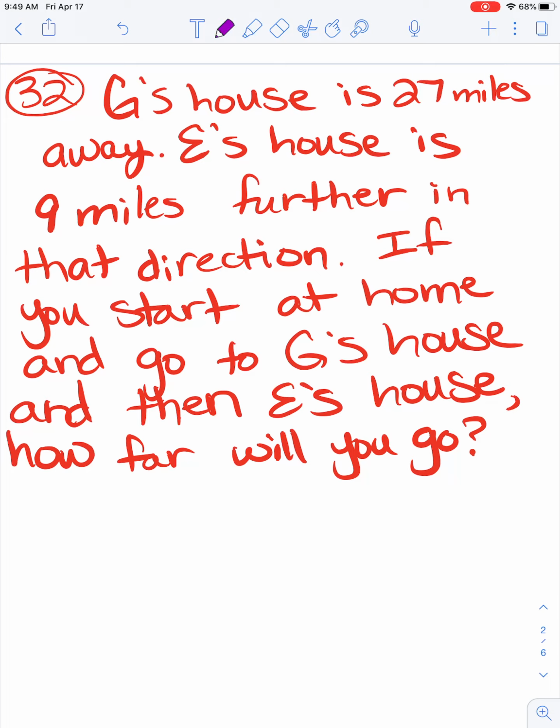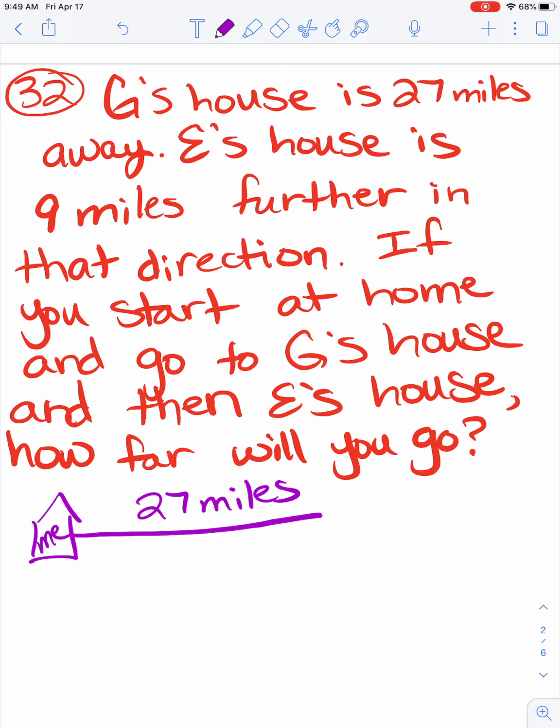Here we go. Grandma's house is 27 miles away, and Edna's house is 9 miles further in that direction. If you start at home and go to Grandma's house, then Edna's house, how far will you go? You know I like to draw pictures when I have word problems that might be a little tricky for me, so I'm going to draw my house. Here I am. I'm going to draw that I went 27 miles.